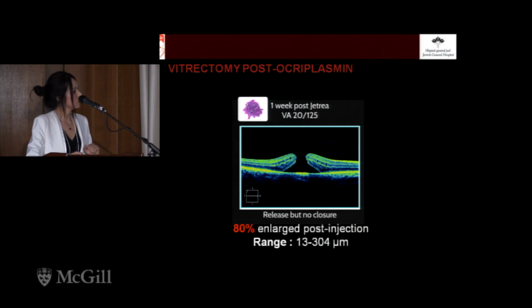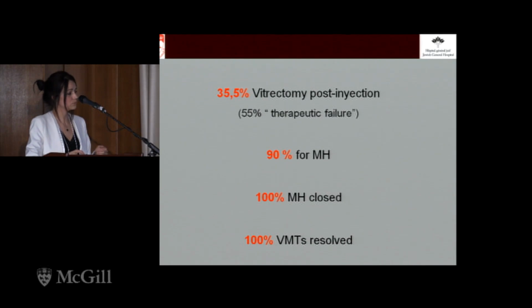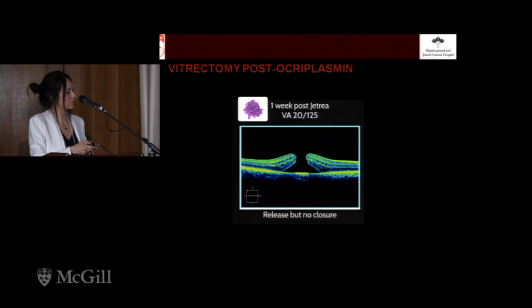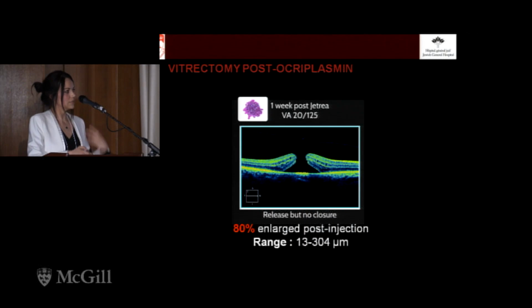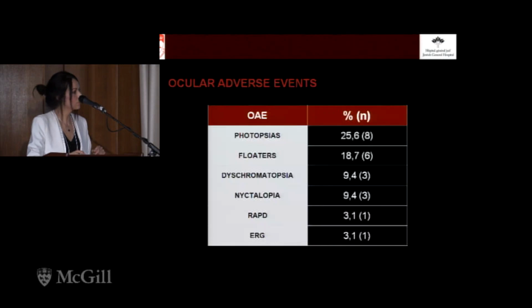So here we can see an example of a patient that was injected, it was released, but the macular hole didn't close. Sorry, that's moving, I'm not doing anything. Okay. So this was a typical case of macular hole when the medication didn't work. And we see that in 80% of our patients, when they fail, the macular hole was enlarged. So we perform vitrectomy, and that's the OCT post-vitrectomy.